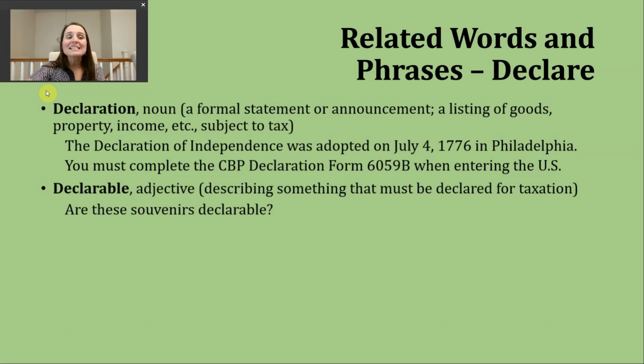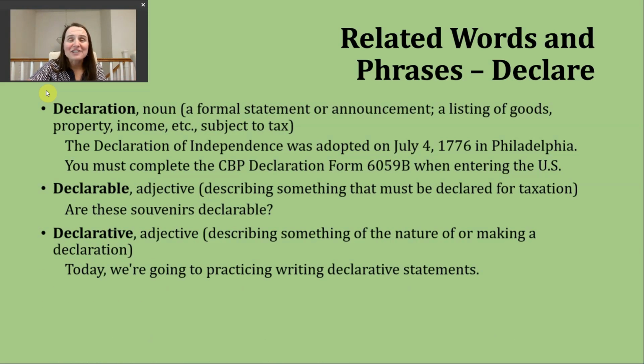Another related word is the adjective declarable. Again, this connects back to that international travel and do we have goods that we're bringing in to a particular place that might need to be formally announced as being subject to taxation. So this adjective describes things. So an example of this might be, are these souvenirs declarable? Right? So maybe someone's asking their friend, it's their first time traveling outside of a particular country, and they want to know, do I need to write this down?